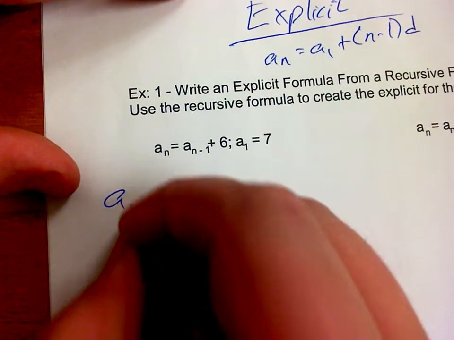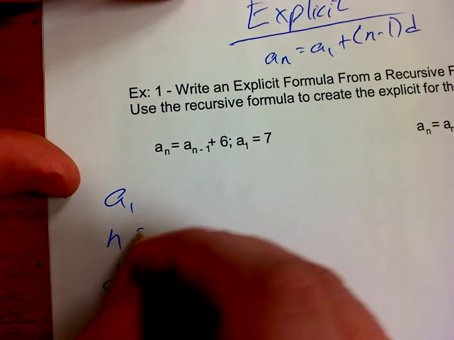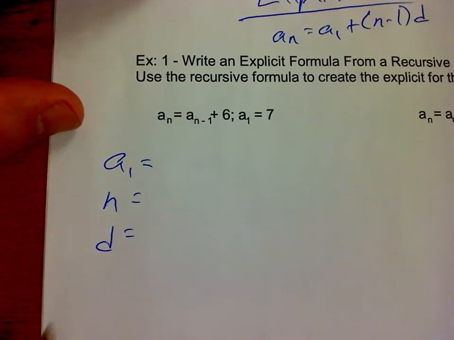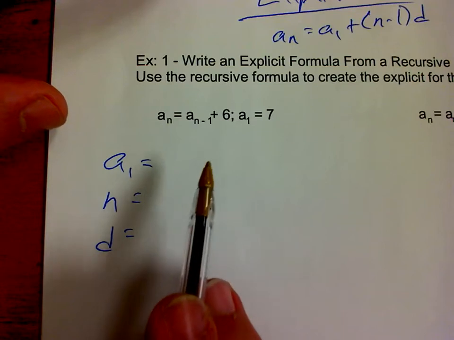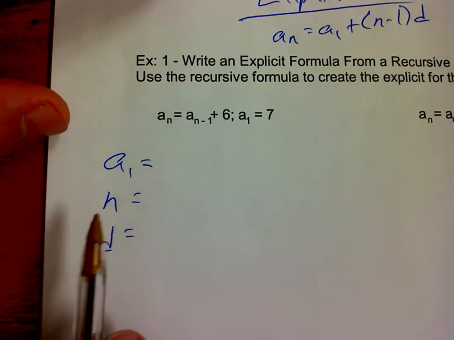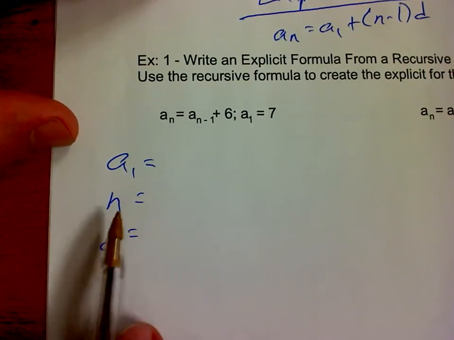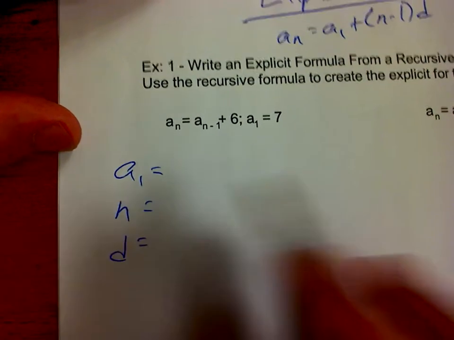Now, up to this point, when we talk about explicit formulas, we've been talking about finding a sub n, a sub 1, n, and d. Now, we're looking at creating the formula here, not looking at finding a specific term. So we won't know what n is in this given example. Everything else we can find.